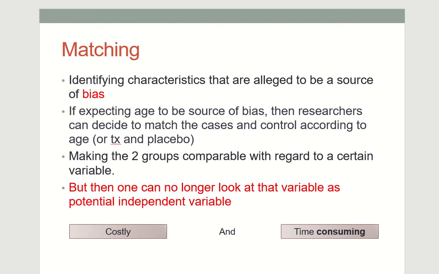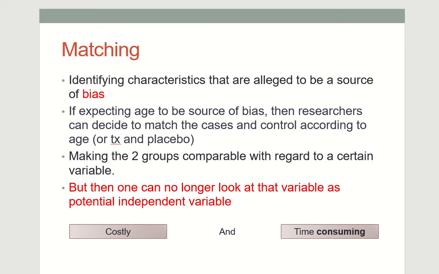The fourth type of things that can be done at the design level is matching. So what you do is you match the two arms, or participants in two arms, with regard to certain characteristics. So if we are doing, for example, an RCT, you match a patient that is a male in his 50s to a patient that is male in his 50s in the placebo arm. So typically it's matched on age and gender. You can also match with things like educational level, etc.